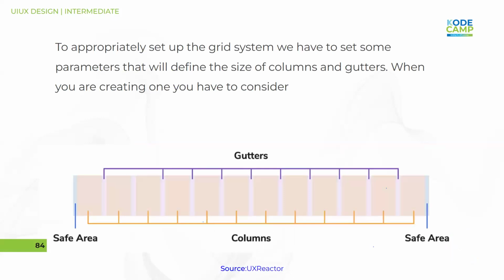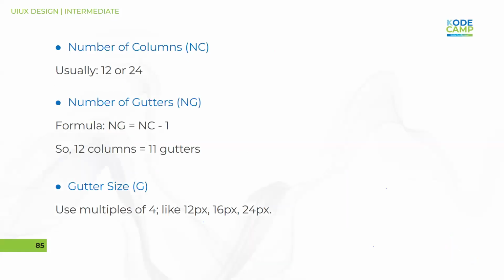So to set up a grid system, we have to set some parameters which will define the size of columns and gutters. When you are creating one, you have to consider the following. Number of columns, usually 12 or 24. Number of gutters, please take note of this. That's why I said come with a pen, because we are going to do some small maths together. The number of gutters, NG, has the formula NG equals NC, the number of columns, minus 1. If we're using 12 columns, that will be 12 minus 1, which gives us 11 gutters.